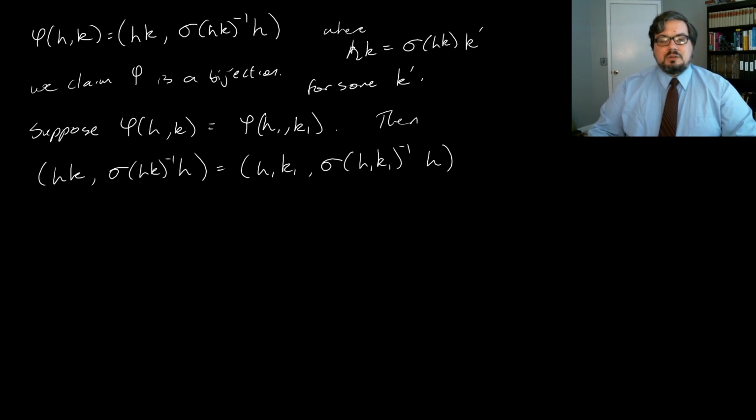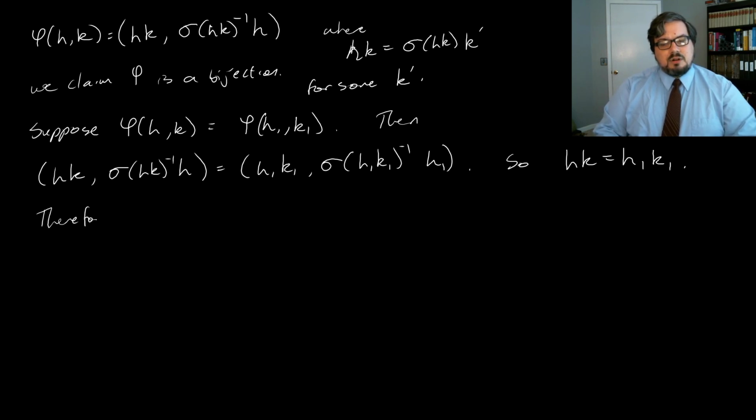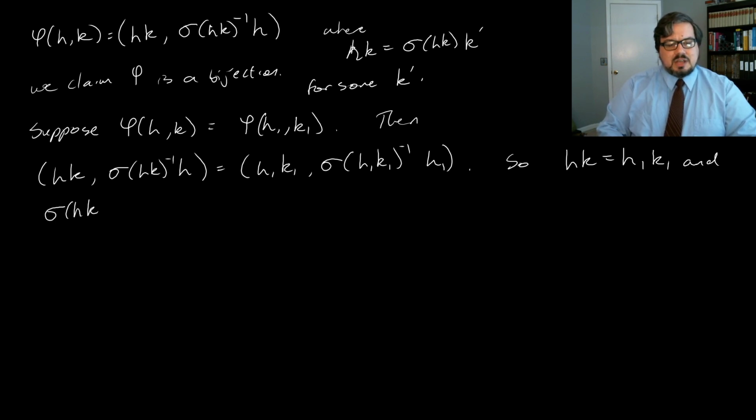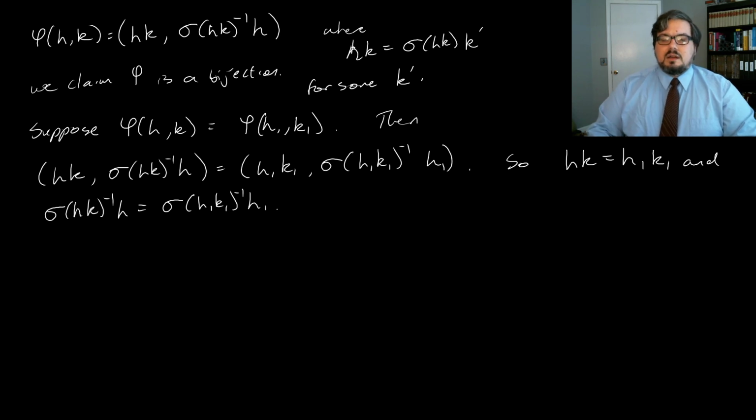In order for two pairs to be equal, their individual components have to be equal. So that means that HK is equal to H1 K1 by looking at the first entry in the pair. And looking at the second entry, sigma of HK inverse H is equal to sigma of H1 K1 inverse H1. I'm sorry, I keep saying phi, I mean sigma. Sigma is this symbol here.